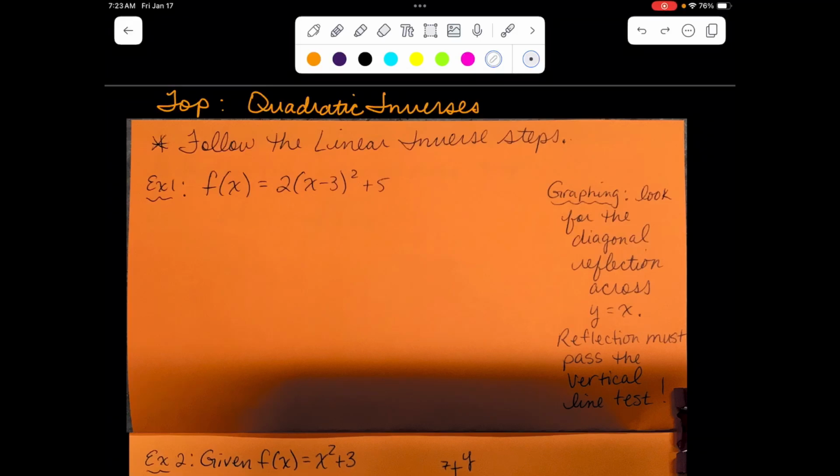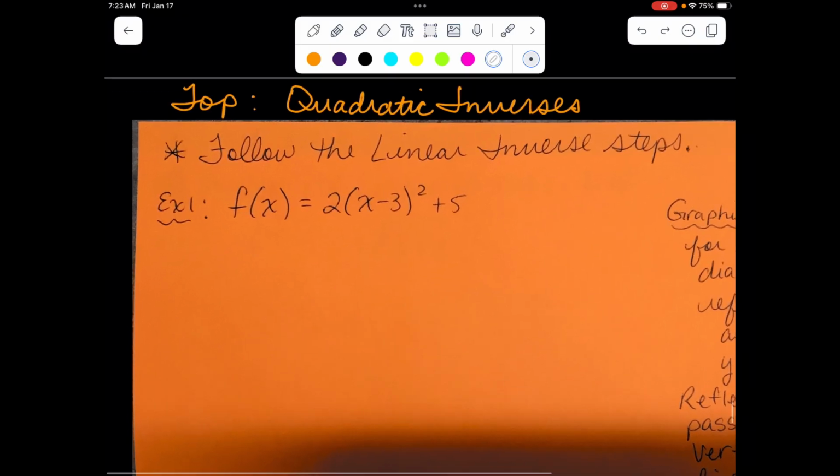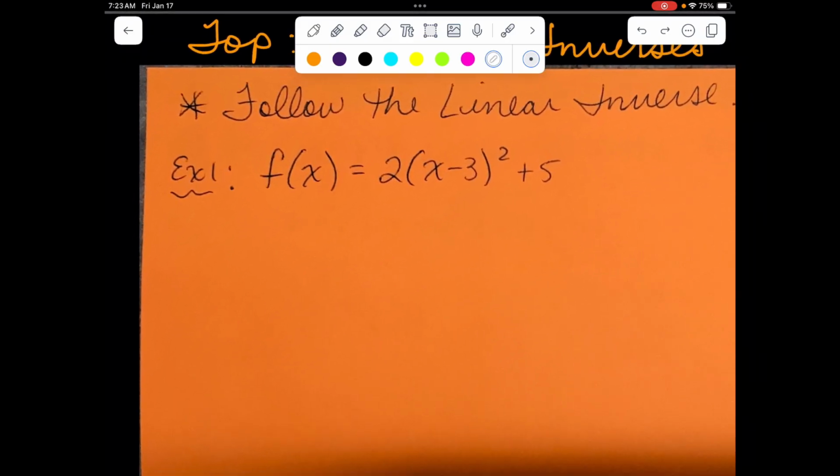In this problem here, I'm going to show you guys how to find the quadratic inverse of an equation. So the first thing we want to do is look at our equation here. We're going to do this algebraically, and then we'll talk about what it looks like graphically here. So the first thing we want to do is rewrite f of x as y equals, and then rewrite what we have on the right-hand side.